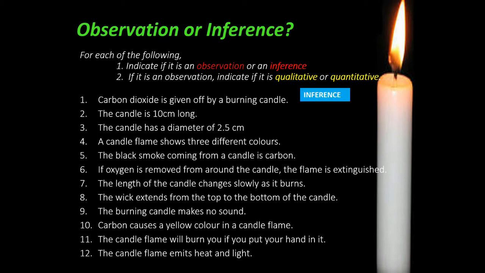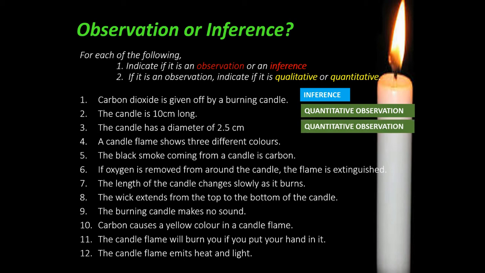The candle is 10 centimeters long, so assuming you measured the candle, that would be an observation and a quantitative observation. The candle has a diameter of 2.5 centimeters, so if you measured that, then that would also be a quantitative observation. A candle flame shows three different colors, so if you're looking at it, then that would be a quantitative observation as well. Now, if I had described those colors, if I had said there's orange, yellow, and so forth, then I would have said a qualitative observation.